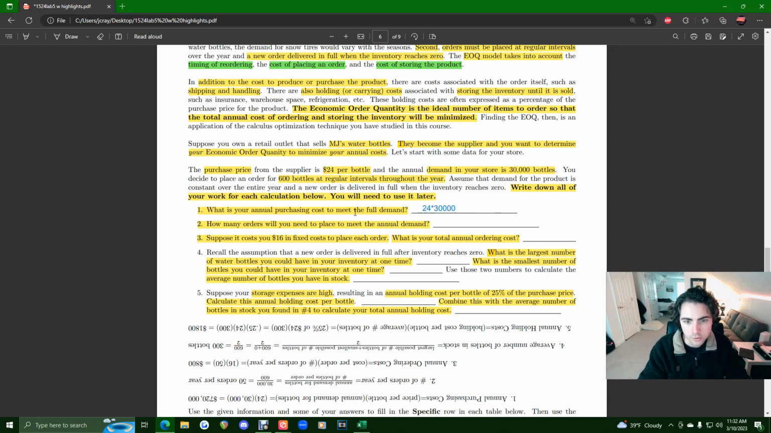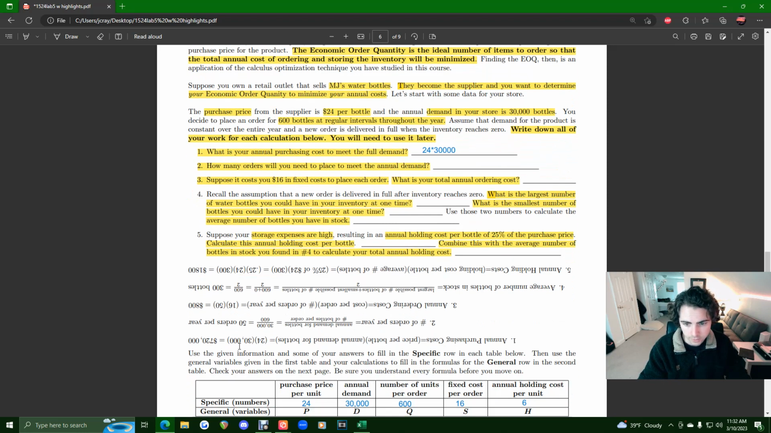Okay. How many orders do you need to place to meet the annual demand? The annual demand, again, 30,000. And how many orders? If they're ordering 600 at a time, you would do 30,000 divided by 600 to get 50, I believe.